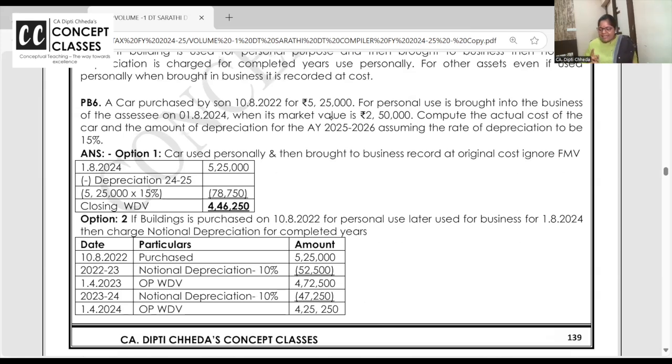So one more thing is there. In some cases notional depreciation is charged. Do you know how? If a car is purchased in 22 and used personally, and in 24 it is brought into business, the fair market value given is useless. Whenever you bring it into business, start charging depreciation. If the car is used personally, depreciation is for business, not for personal, so no depreciation. But you brought it into business in 24, so start.